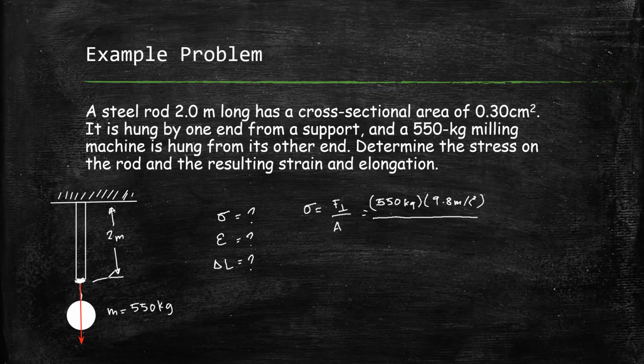Okay. So we know our rod is circle in shape. So our area now is, since it is in centimeters squared, we have to convert it to meters squared. So after we convert 0.30 centimeters squared, we have now our area of 3 times 10 raised to negative 5 meter squared. Therefore, our tensile stress is equal to 1.8 times 10 raised to 8 Pascal.